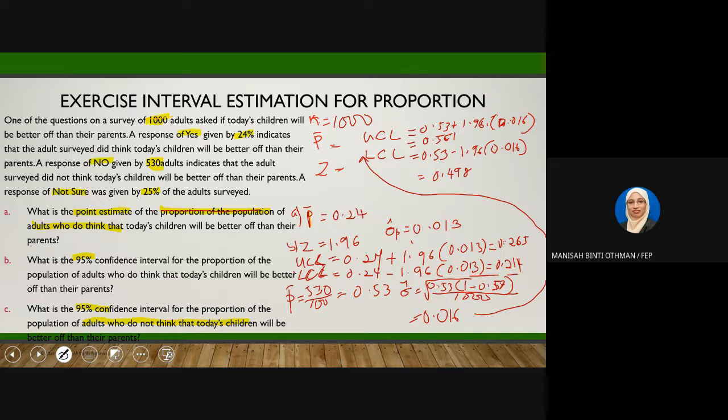So based on 95% confidence level, the interval for population proportion is between 0.498 to 0.561. Or I believe that between 49.8% to 56.1% of adults do not think that today's children will be better off than their parents. Then you have to write the conclusion, or because it's objective, choose the right conclusion to represent your answer.